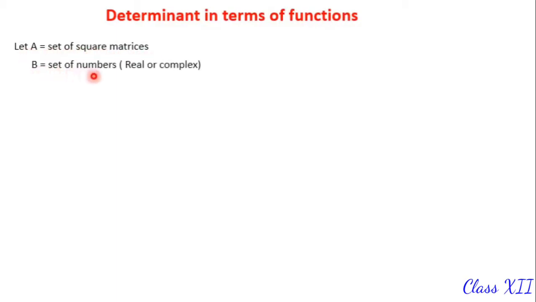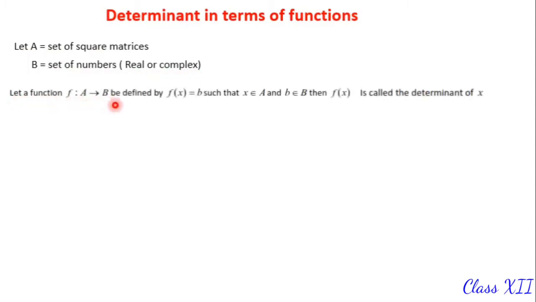Let's define determinant in terms of functions. Consider two sets. Set A is the set of square matrices. Set B is the union of real or complex numbers. Let a function f from A to B be defined by f of x is equal to b, such that x belongs to A, where A is the set of square matrices, and b belongs to capital B, the union of real or complex numbers. Then f of x is called the determinant of x.